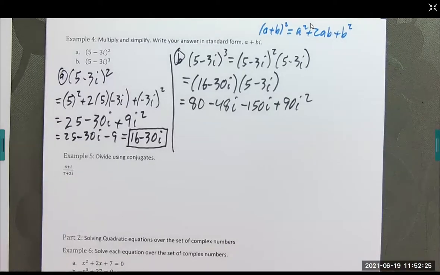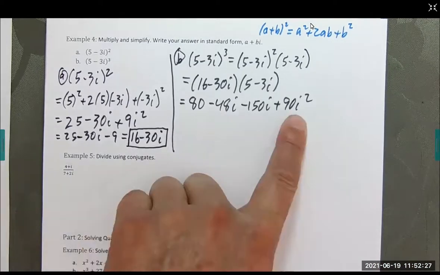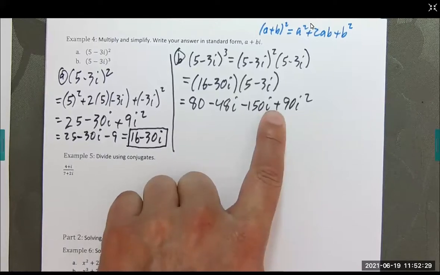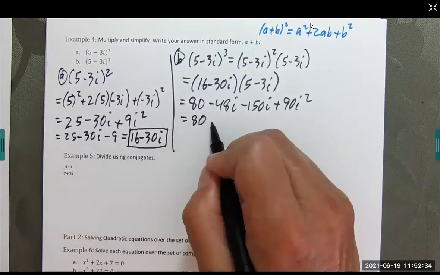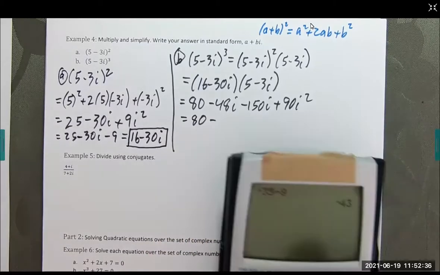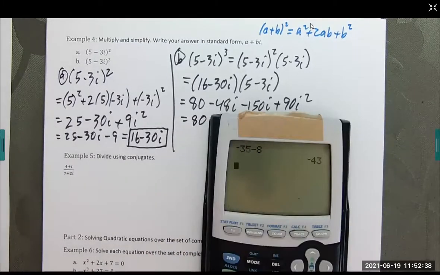I'm going to combine up my like terms. Now that I squared is going to make that minus 90. Negative 48i minus 150i.